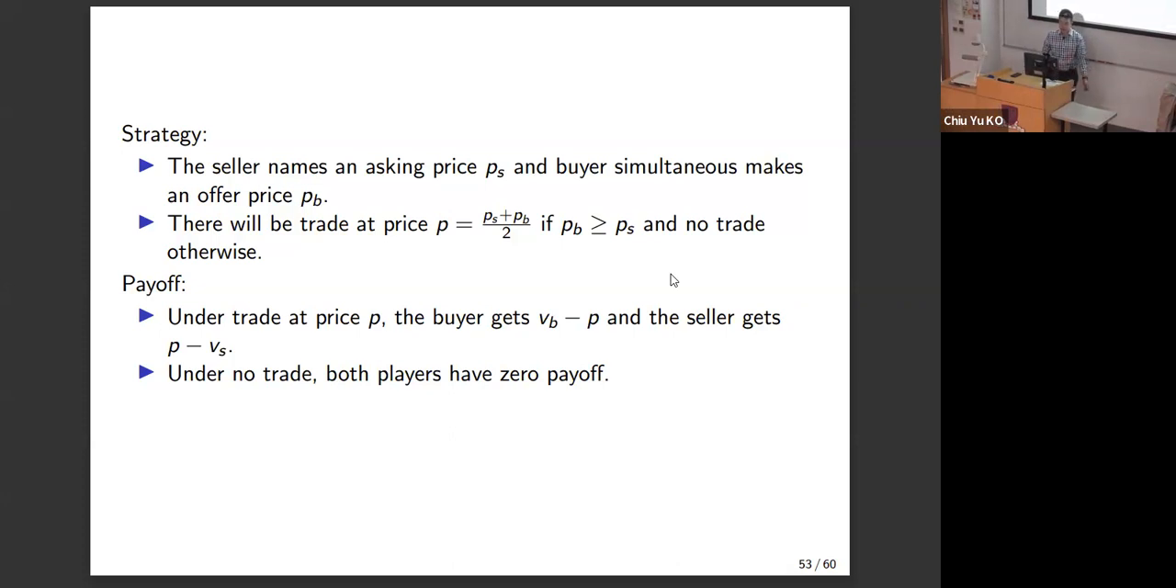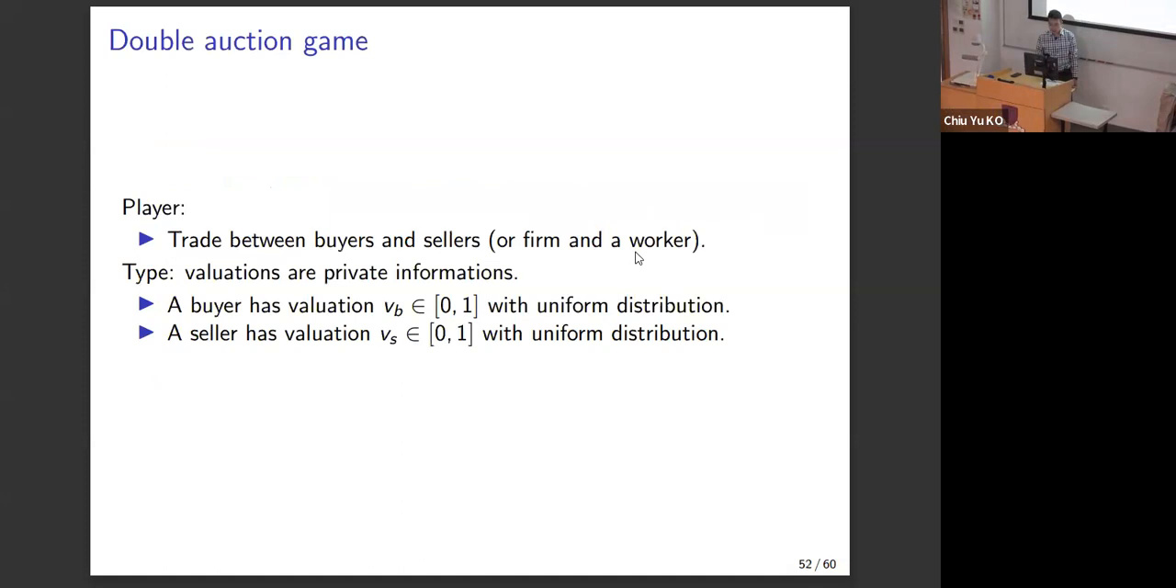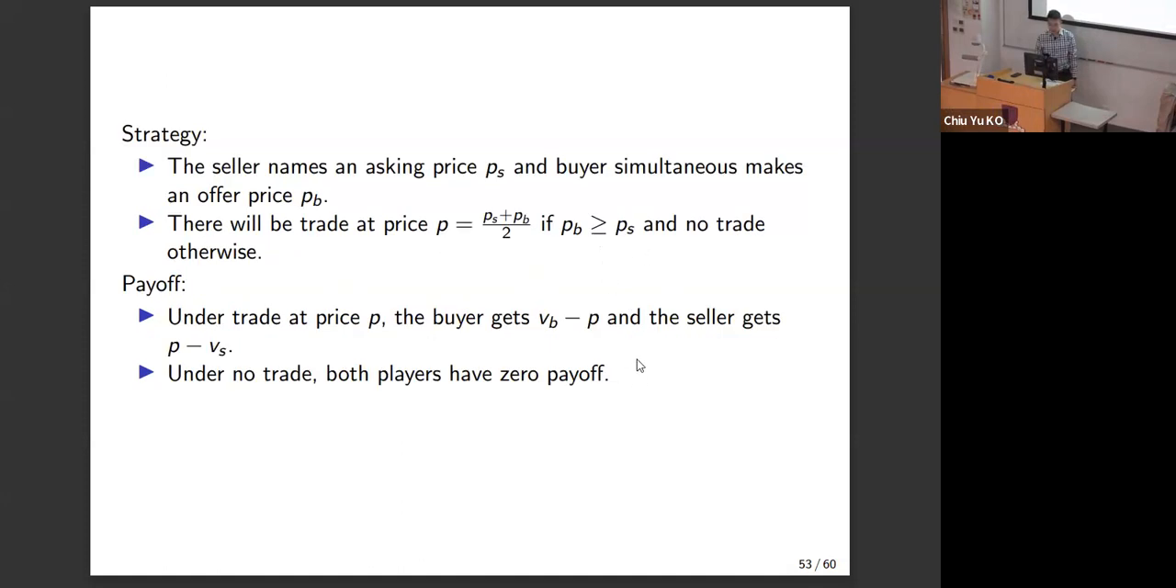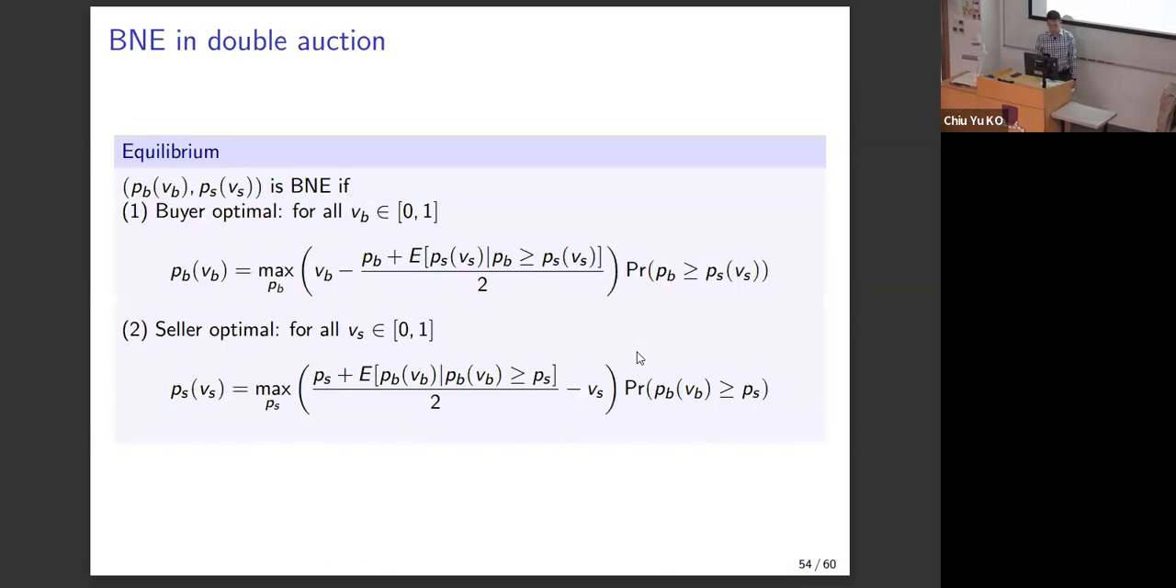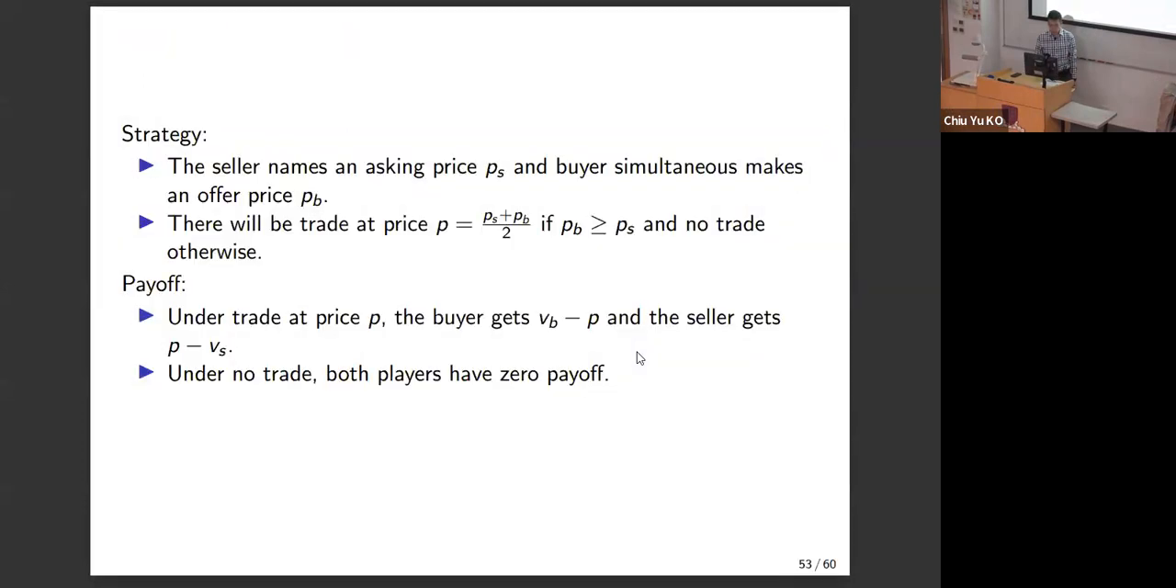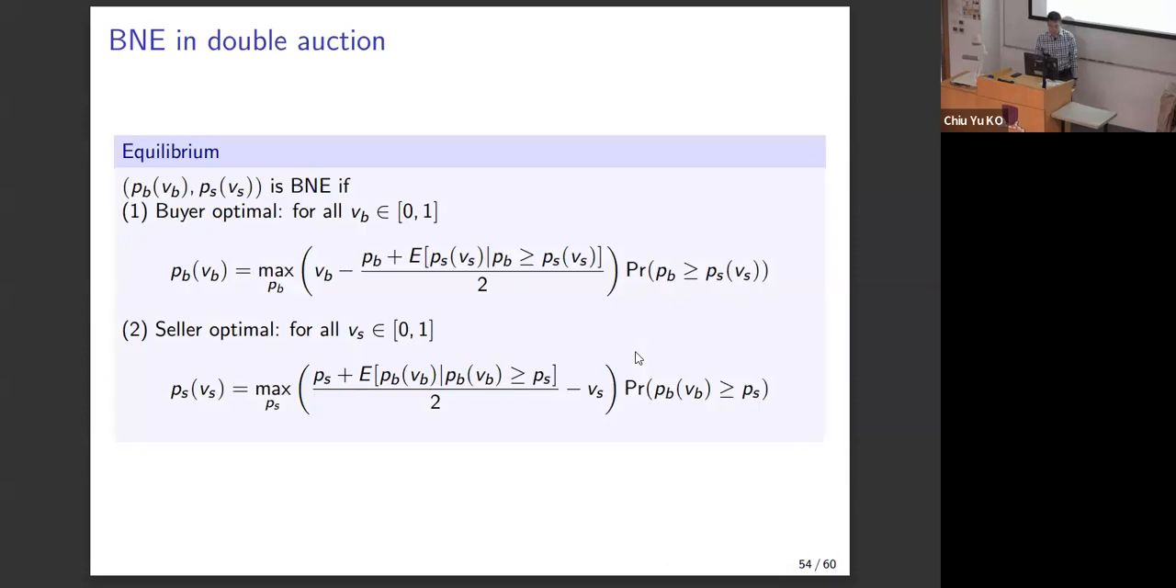So the good simply has no use to the seller. If there's no trade, then the seller cannot keep the good. Of course, you can change the model, but this is the simplest model you can imagine.